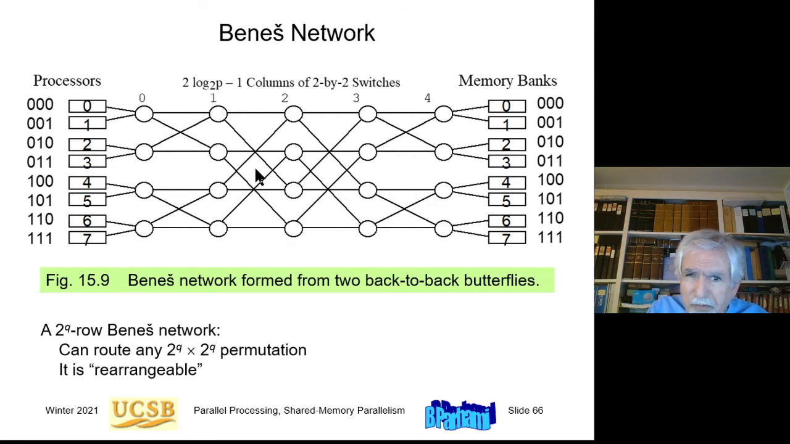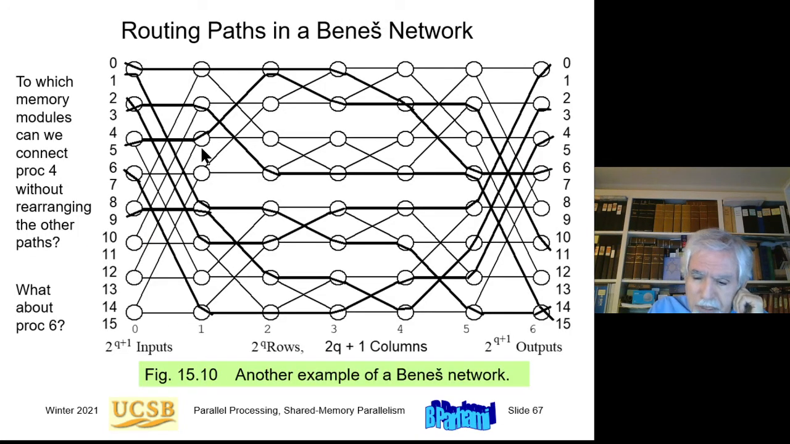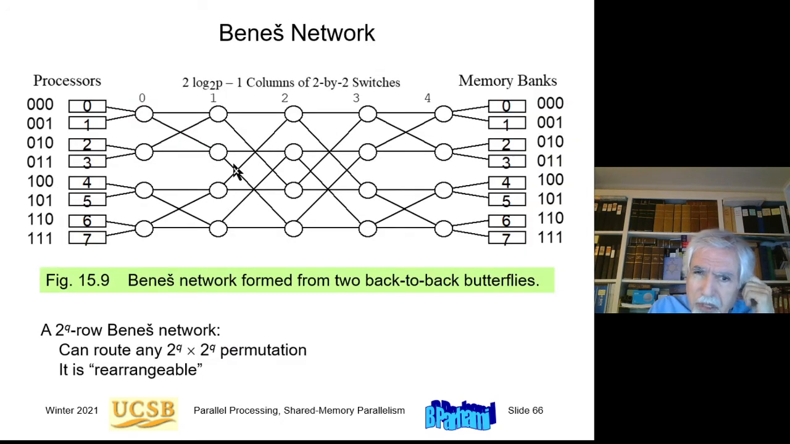So a forward butterfly and a reverse butterfly that share this column is known as a Benes network. The nice thing about a Benes network is that it is indeed a permutation network. It uses more hardware than a corresponding 4-row butterfly, almost twice as much, because it's 2 copies of a butterfly. But it allows any permutation: a 2^q row Benes network allows any 2^q by 2^q permutation.